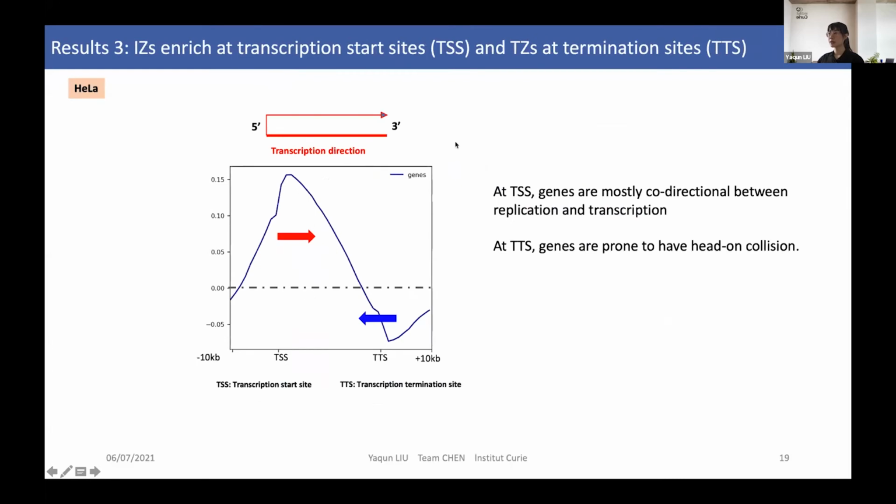And we can also plot the average RFD profiles for all the reference and active genes. We can see that IZs are enriched at the transcription start sites, and the TZs are mostly at the transcription termination sites, the TTS. So we can see at TSS, genes are prone to be more co-directional between replication and transcription direction, while at TTS, genes are prone to have head-on collisions.